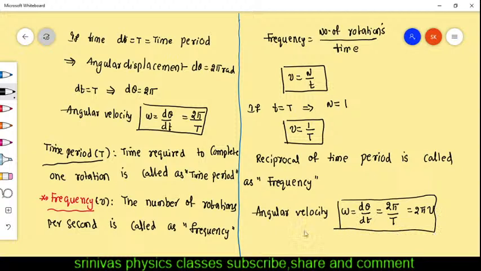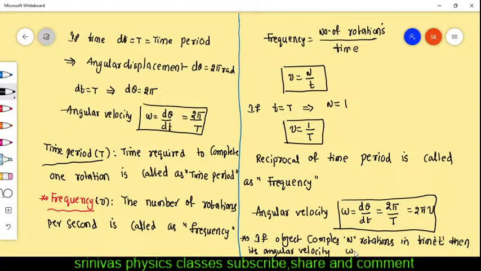We can also write one more formula. If any object completes capital N rotations in time small t, then what is its angular velocity? Can anyone tell? I want the answer from you.